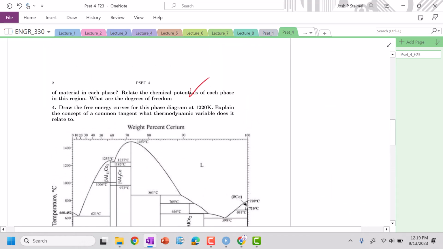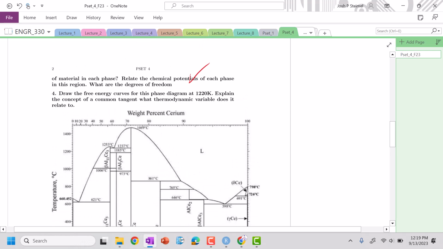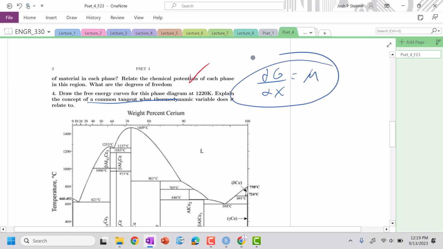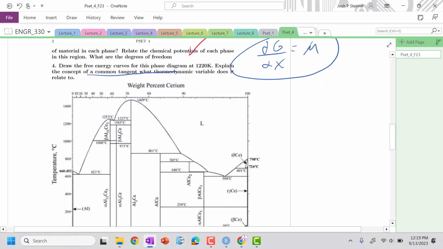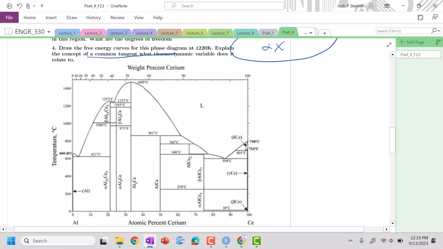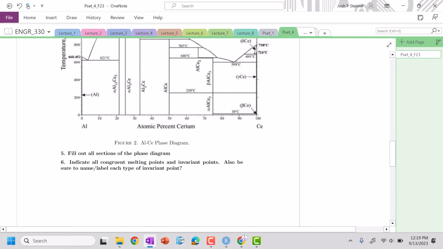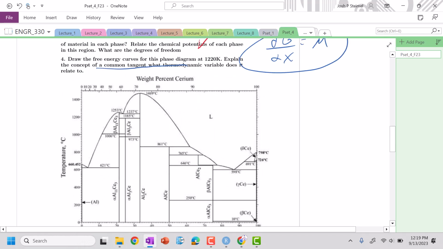I am going to skip the... what is the concept of a common tangent and the thermodynamic variable? So remember, a common tangent is basically saying dG/dx in different phases are equal, and that is equal to your chemical potential. So remember, common tangent, to have equilibrium, we need chemical potentials to be equal, so that's the key there. All right, I think we all know how to draw the phases at this point, but you're still having to fill out those sections.